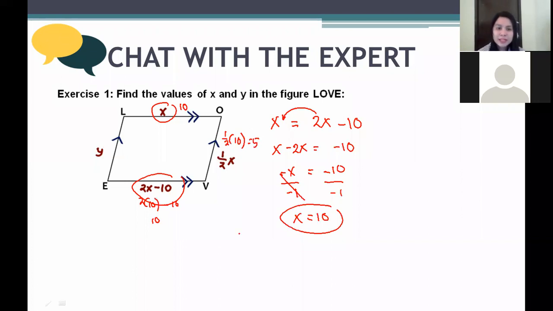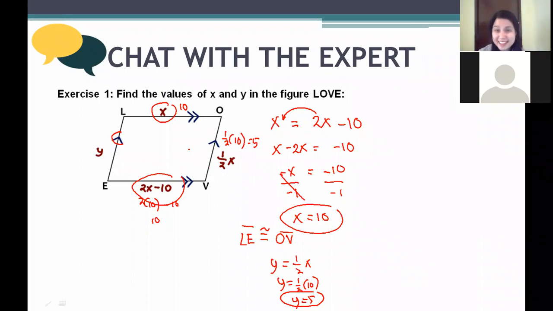Remember these two. What's the relationship of sides LE and OV? Remember, they are also congruent. Opposite sides of a parallelogram are congruent. So they are equal. So we say the value of y is equal to 1/2 x. Our x is 10, so our y is equal to 5. Any questions?